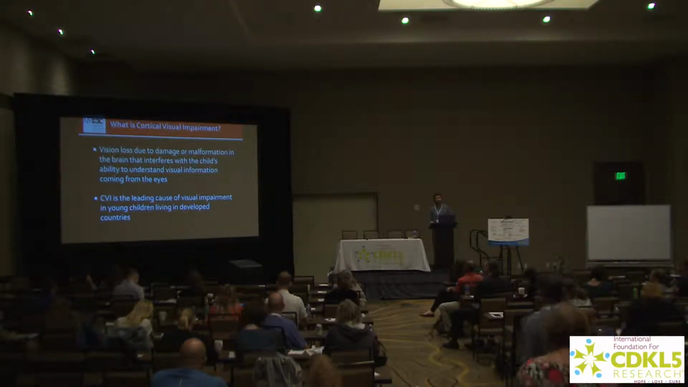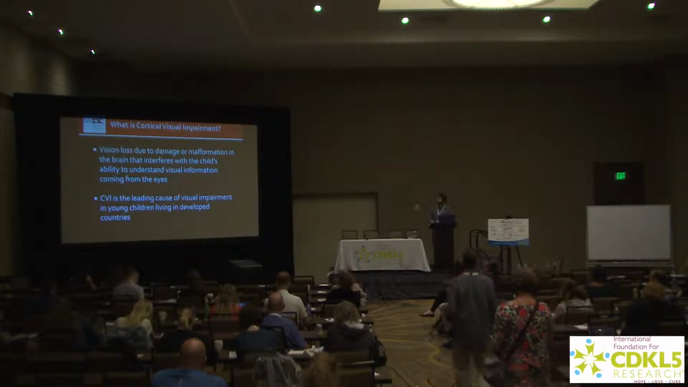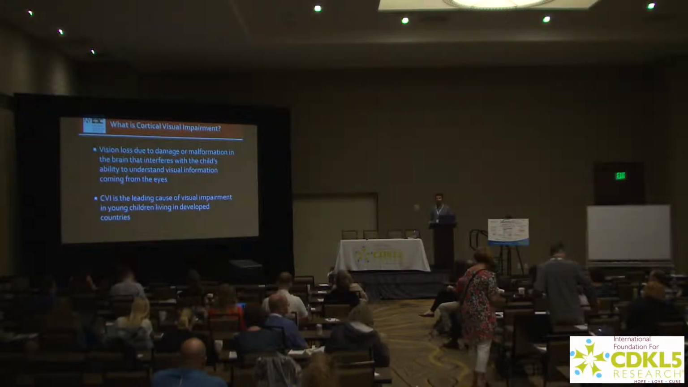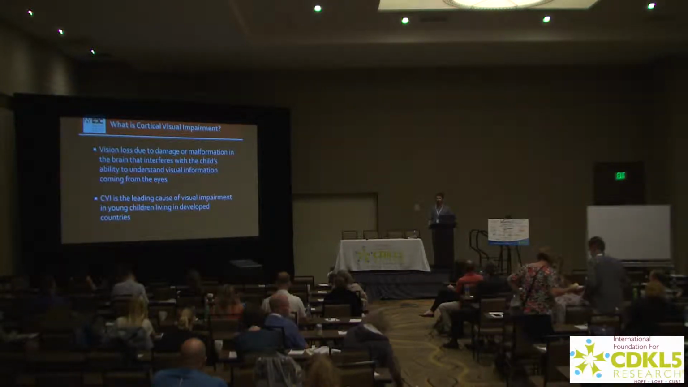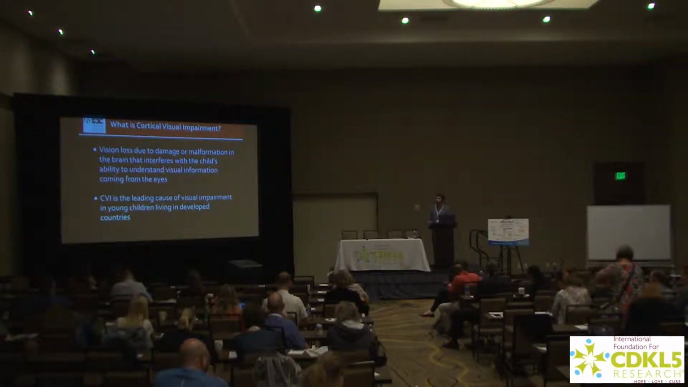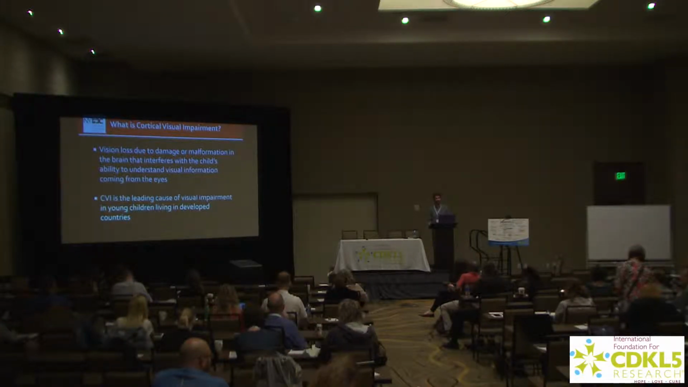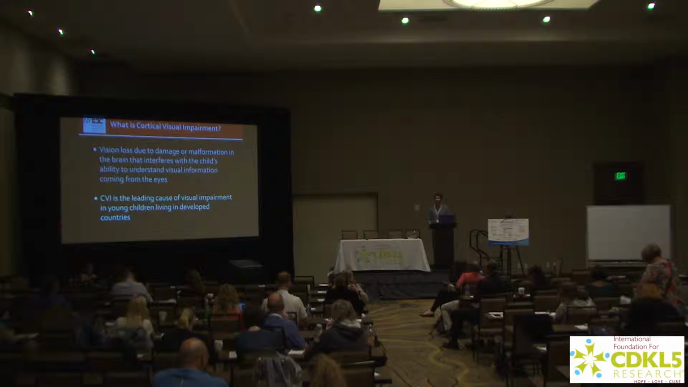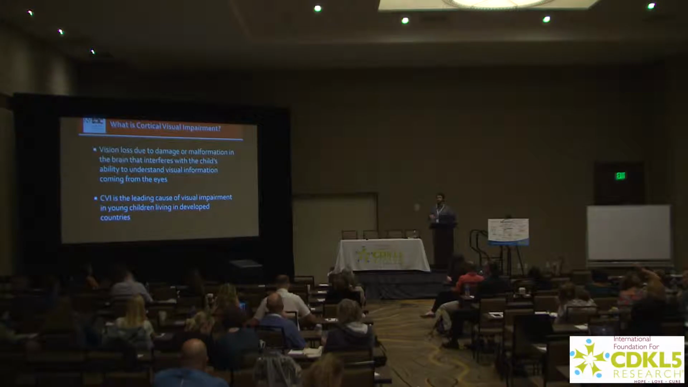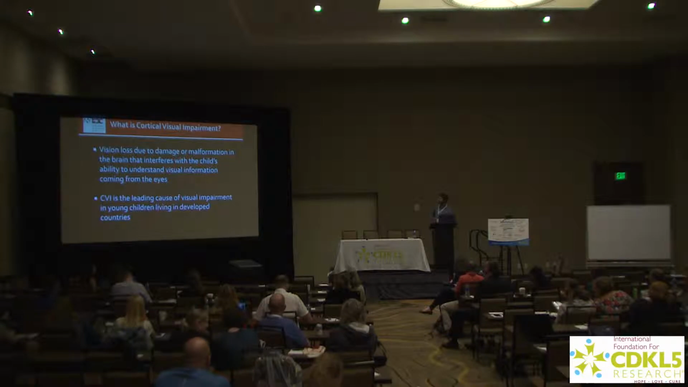CVI is now thought to be the leading cause of visual impairment in young children in developed countries. And the developed countries aspect of it is really because of advances in medical technology in developed countries. So causes of visual impairment that used to be more prevalent in countries that had strong medical care, especially for neonatal intensive care units and perinatally, a lot of those causes, like retinopathy of prematurity and some of the ocular stuff that was more prevalent in the past, are now more easy to prevent or treat.